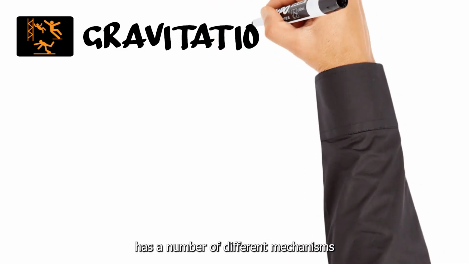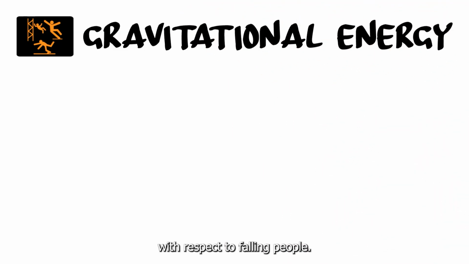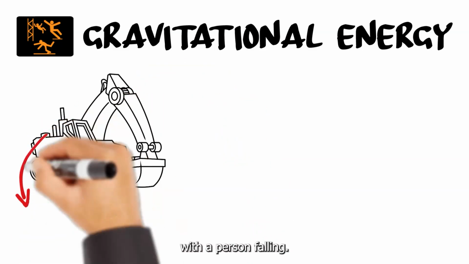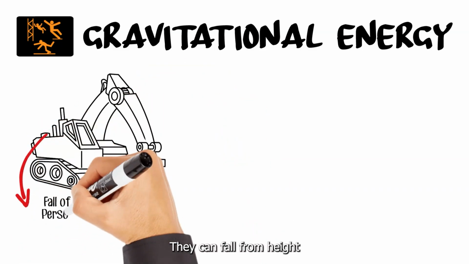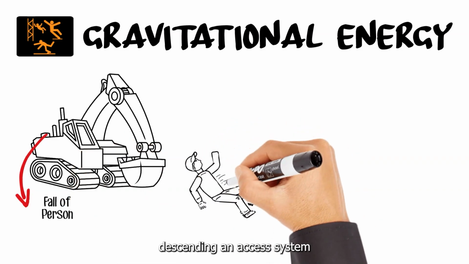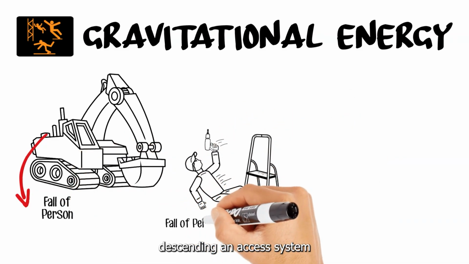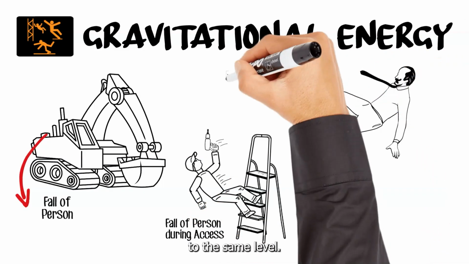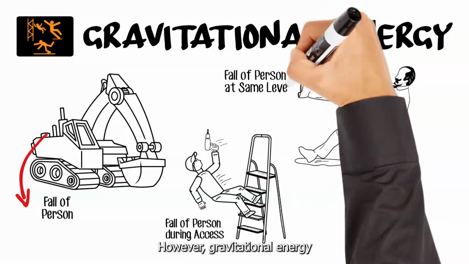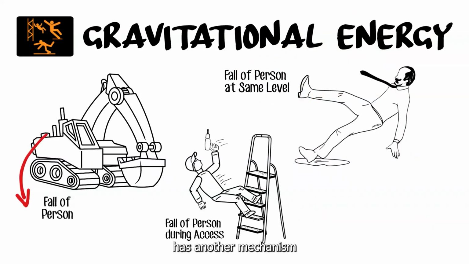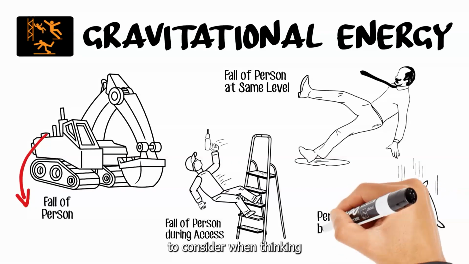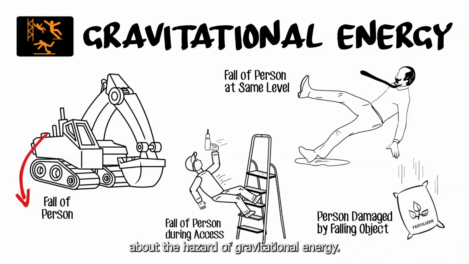Gravitational energy has a number of different mechanisms with respect to falling people. These three mechanisms are associated with a person falling. They can fall from height, fall while ascending or descending an access system, or fall to the same level. However, gravitational energy has another mechanism not associated with a falling person, but with a falling object. Hence, there are four mechanisms to consider when thinking about the hazard of gravitational energy.